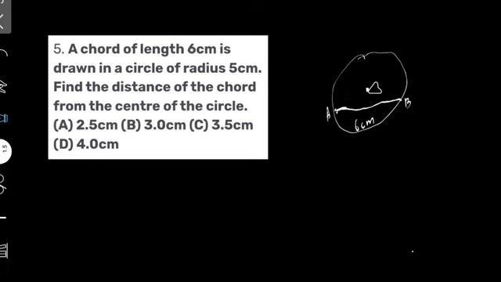This is the center of this circle, and we're talking about the radius. A radius is a straight line drawn from the center of a circle to any part of the circumference. So the radius goes from the center of the circle to any part of the circumference. They say the radius is 5 cm, so here we have 5 cm as a radius.